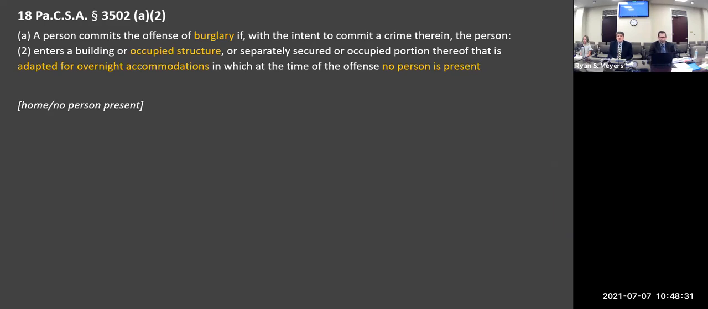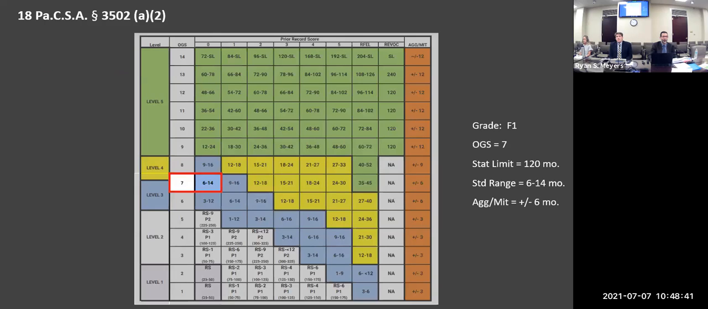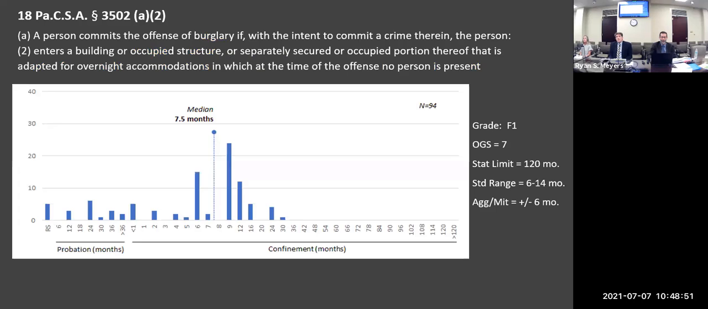Okay, we'll move to another example now for A2, where it's a burglary of a home, but no person is present. So this is currently OGS 7 with a standard range of 6 to 14 months and plus or minus 6 months for the aggravated and mitigated range, a felony 1 offense. We get a little bit of a different distribution here with a median of 7.5 months.